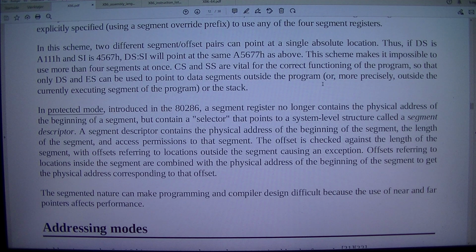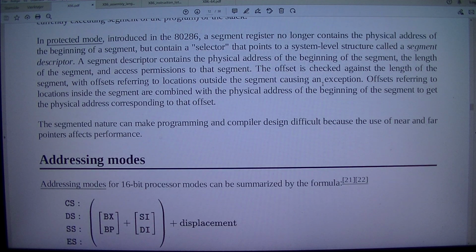In protected mode, introduced in the 80286, a segment register no longer contains the physical address of the beginning of a segment, but contains a selector that points to a system-level structure called a segment descriptor. A segment descriptor contains the physical address of the beginning of the segment, the length of the segment, and access permissions to that segment. The offset is checked against the length of the segment, with offsets referring to locations outside the segment causing an exception.